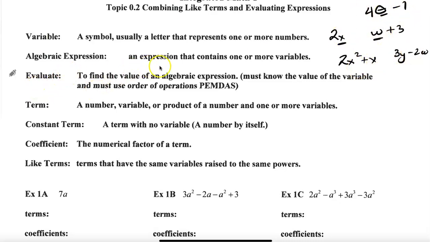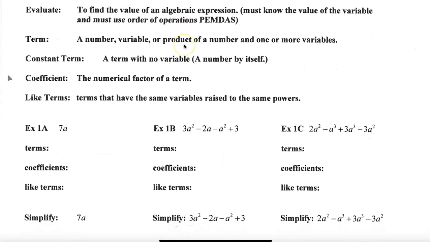Evaluate is to find the value of an algebraic expression. So when you evaluate, these are just simple. You add up like terms. If they give you the variable, then you could use PEMDAS to simplify and get an answer. So that's evaluate. You just want to simplify things, following the rules of PEMDAS.